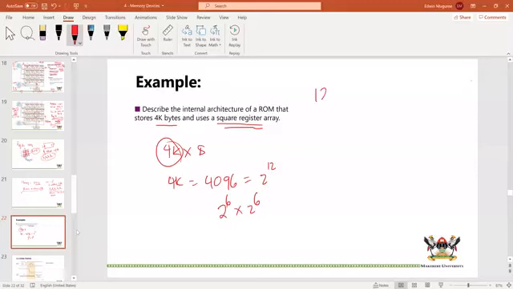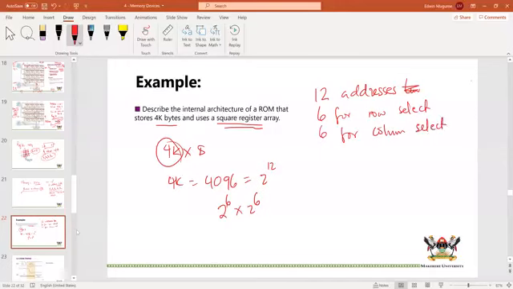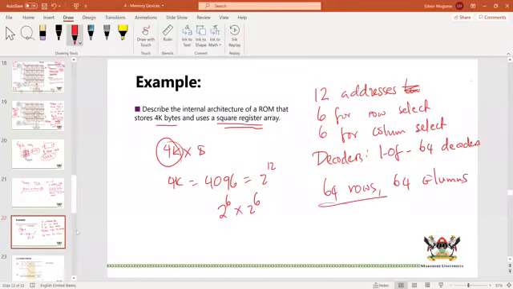It means we need 12 address lines, 6 for row select and 6 for column select. And our decoders will be one of 64 decoders. And so that means we are going to have 64 rows and 64 columns. As simple as that.